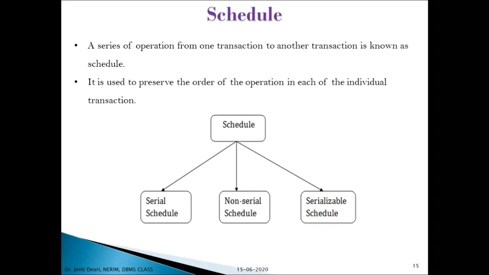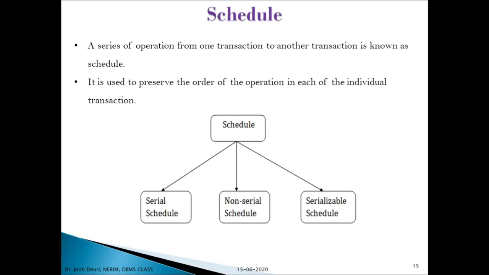serializable schedule. So in serial schedule, once you have finished all the operations of one transaction, only after that can you start the next transaction. That is serial schedule. But in non-serial, maybe in between, you can do half for transaction one, and after that half for transaction two, like that. So interference is there in between.